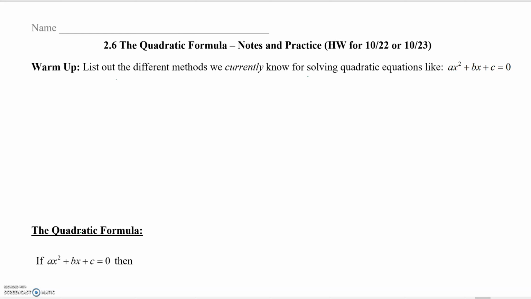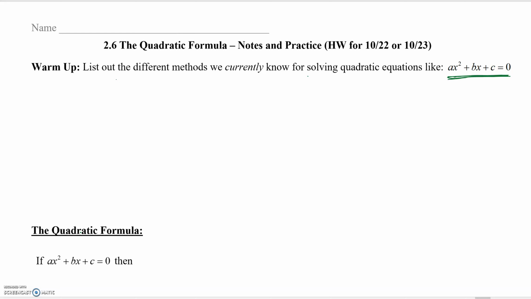So, up at the top of your notes page, you will see a warm-up problem. The first thing I would like you to do is to list out for me all of the different methods that we currently know for solving quadratic equations that look like ax squared plus bx plus c equals 0. So go ahead and pause the video, take a minute to list out the different methods that we know, and then press play when you're ready to continue.